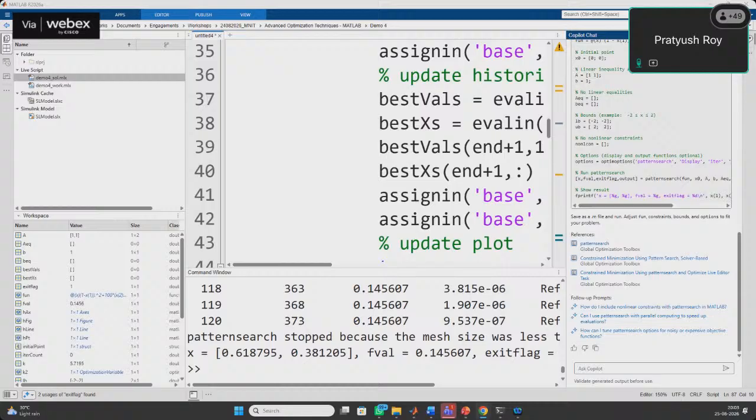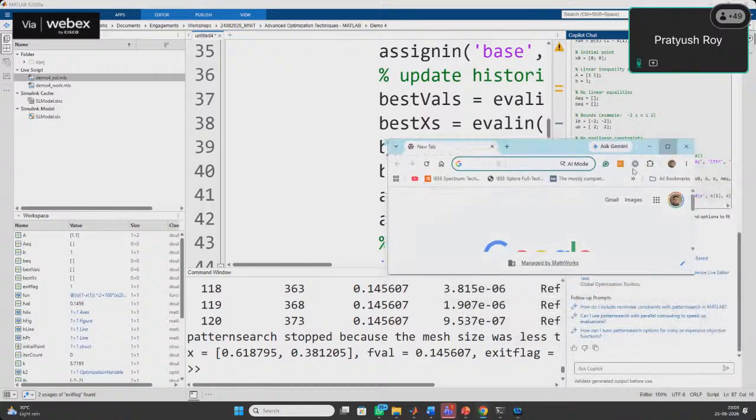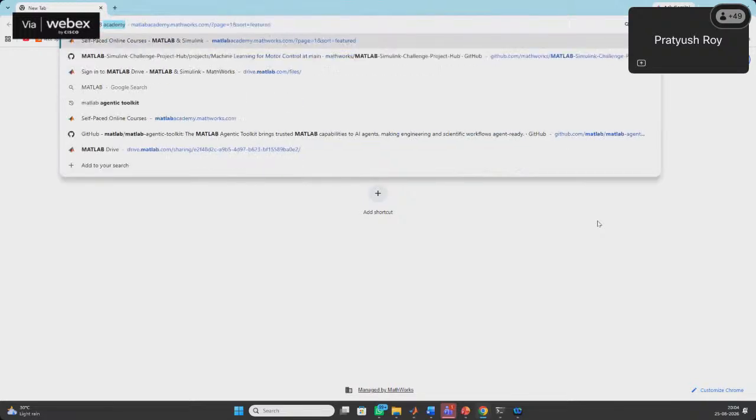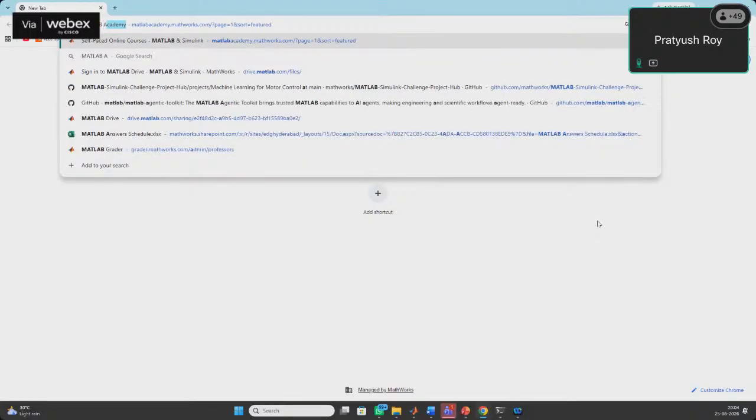Another offering that we have in this space: nowadays we are using a lot of Claude, Codex and Gemini CLI. Agentic engineering is something which is coming up big time, and industries and academia are looking at how to leverage this. We do have offerings in this space. It's called MATLAB Agentic Toolkit.